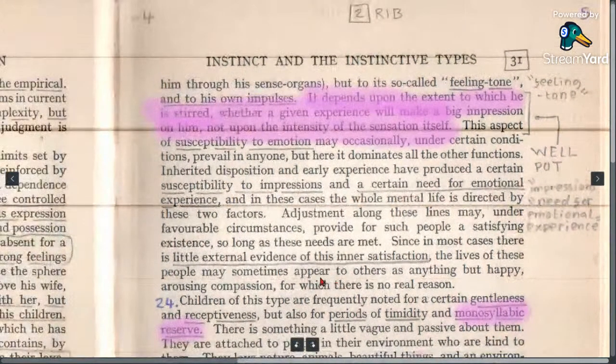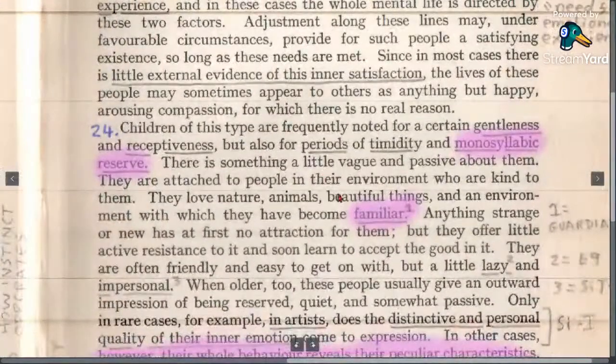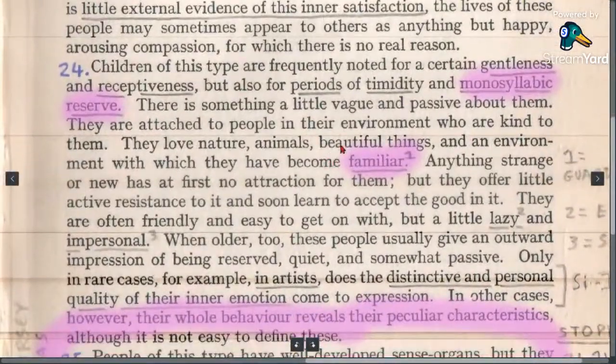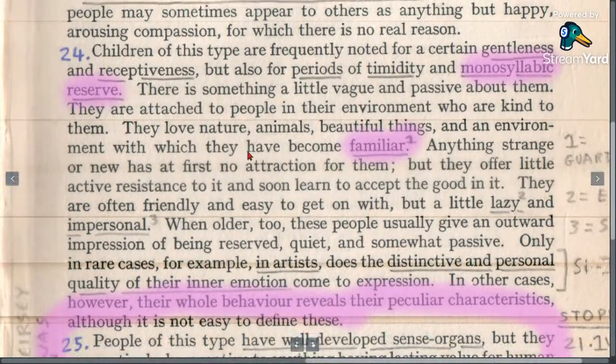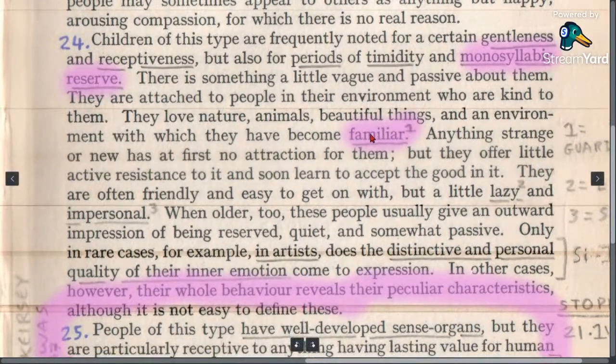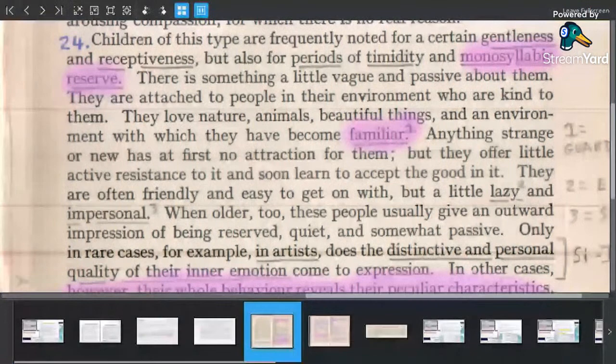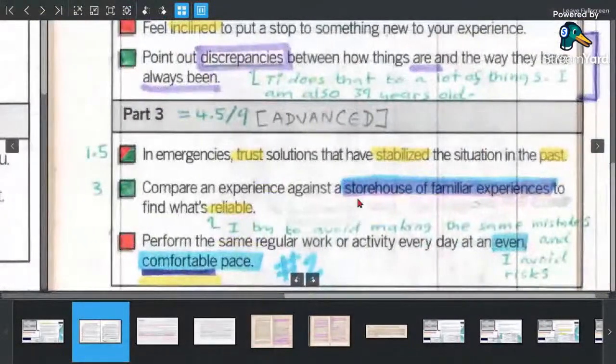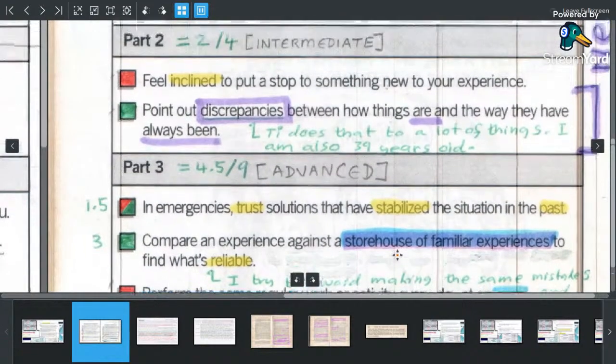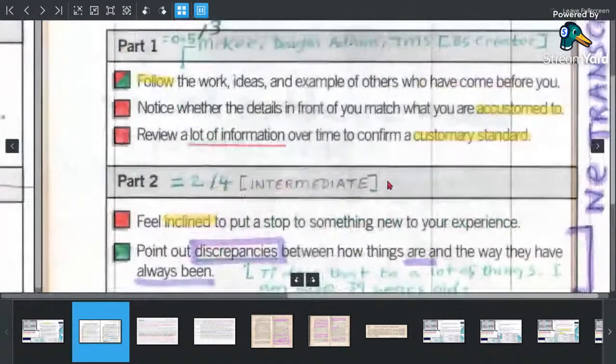Right, and now here, monosyllabic reserve. This gets in with the FE polar. The counterclub unvalued situational FE. Again, look what the other one said. They want the familiar. What's reliable? What worked in the past? Accustomed to.